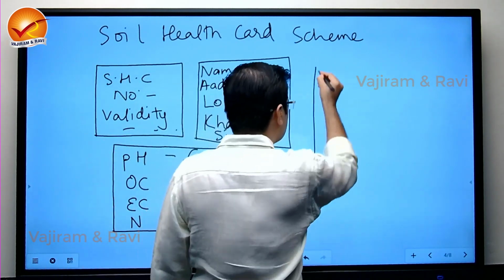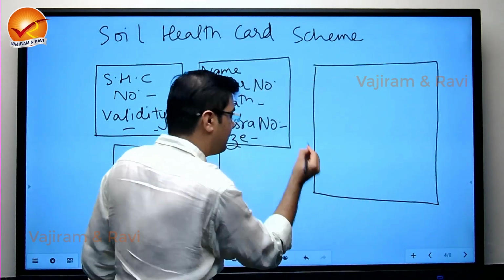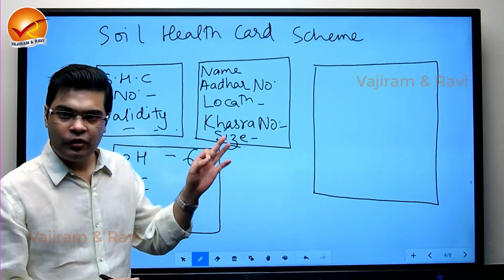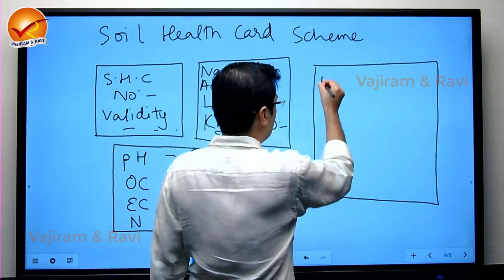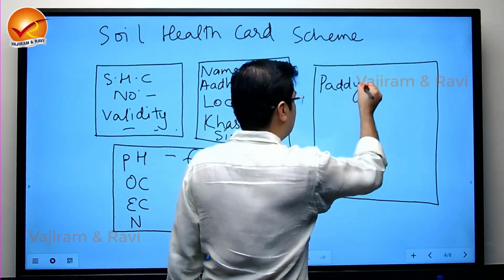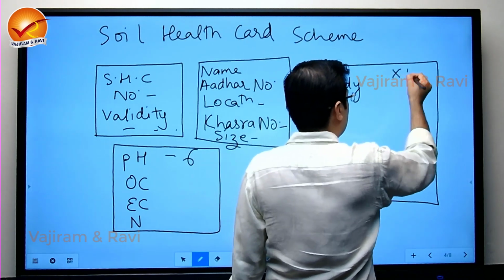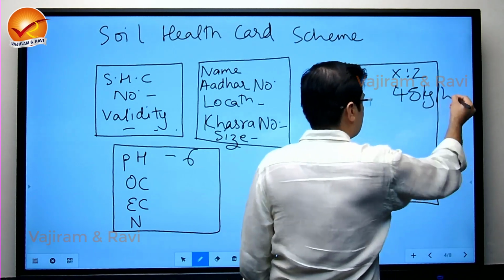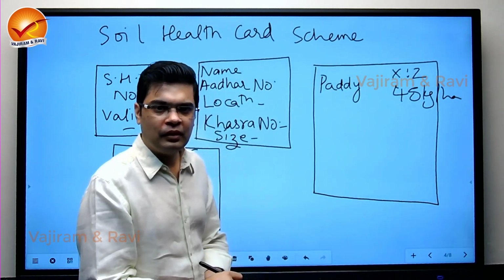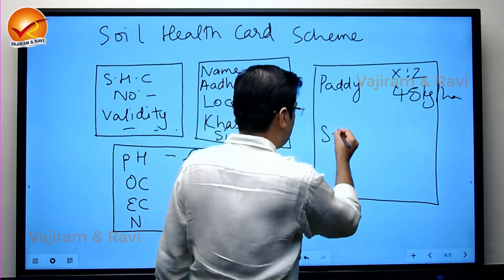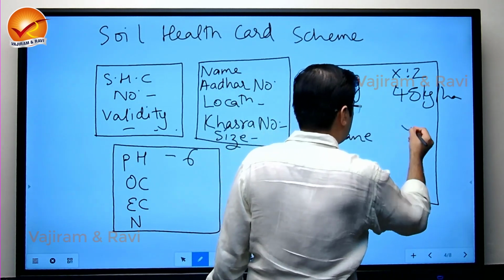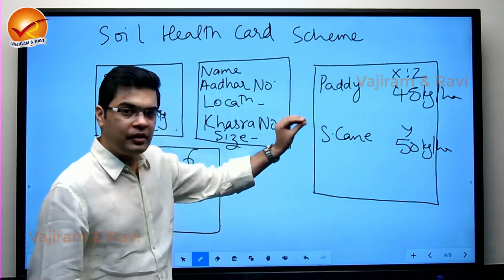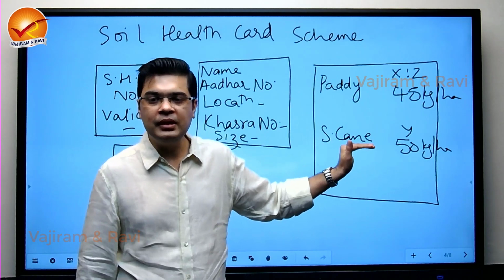Then there is a page that is recommendation card, which says that if you are cultivating paddy, then use, let's say, X, Y, and Z fertilizer, and you use 45 kgs per hectare. Suppose, just an example. If you are cultivating, let's say, sugarcane, then use this Y fertilizer and use 50 kgs per hectare. The simple recommendation is given to the farmer in this case.